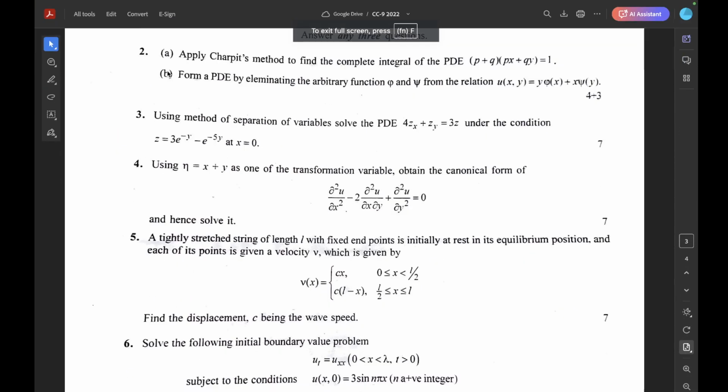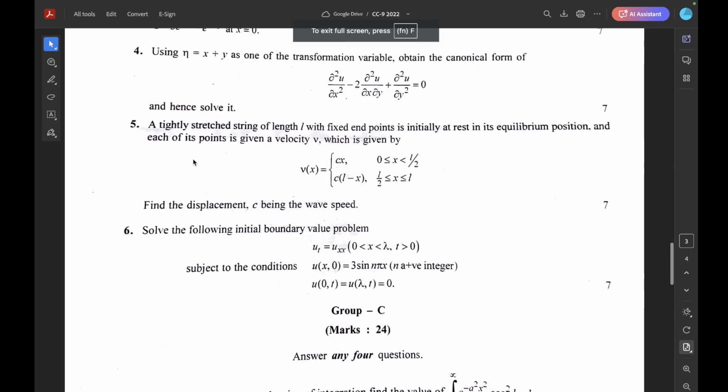Next question. Question 5. A tightly stretched string of length L with fixed end points is initially at rest in its equilibrium position, and each of its points is given a velocity v, which is given by v(x) equal to cx, 0 less than or equal to x less than L by 2, and v(x) equal to c into (L minus x), L by 2 less than or equal to x less than or equal to L. Find the displacement, c being the wave speed.